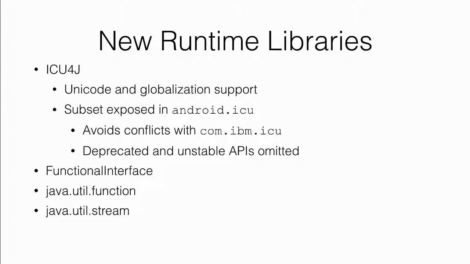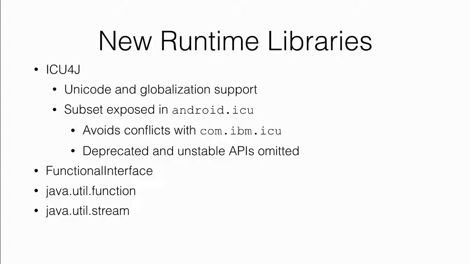We also have new runtime libraries. One of the big new ones is ICU4J. It's now part of the framework. ICU is a library that's useful for globalization, internationalization of your application. It's a fairly large library, so it's now part of the framework. We use a different package name so that we don't clash with the existing package names. And you can now rely on it being in the framework so you can reduce the size of your APK.